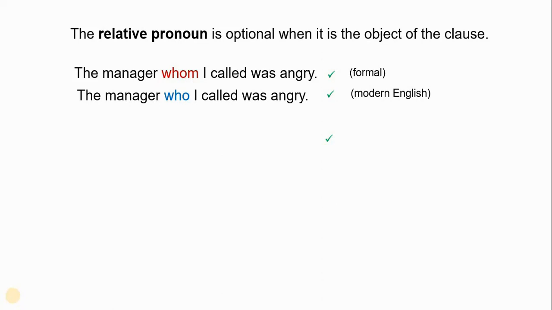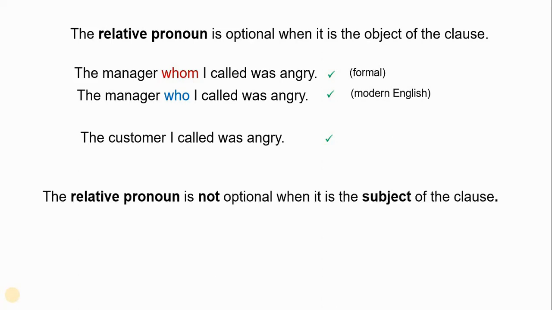But since it is optional, we can choose not to use this relative pronoun, like this. The manager I called was angry, and that is perfectly correct. Yes? So, we don't write or say the relative pronoun. It's optional only when it is the object of the clause. That's very important. Only when it is the object.